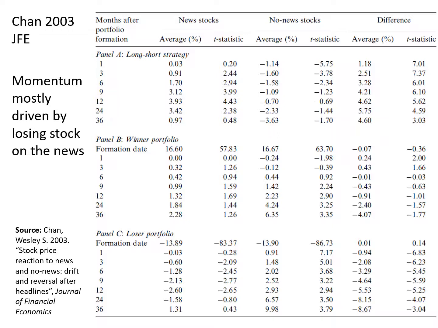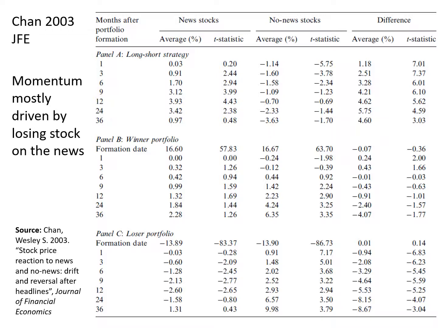Now the Gigadesh and Titman model shows you that there is momentum. Now, this paper, Chen Wesley, stock price reaction to news and no news, drift and reversal after headlines, separates the winning stocks from the losing stocks and reports them separately. In Gigadesh and Titman, they just do a long short portfolio and report what they get from that, right? So it's kind of like what a hedge fund would do. We buy something, we short sell something, and I just report to you what return I'm getting.